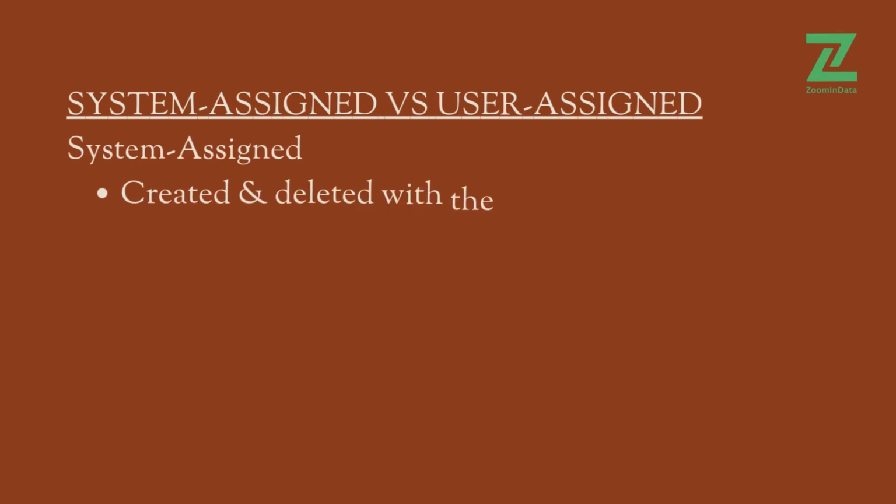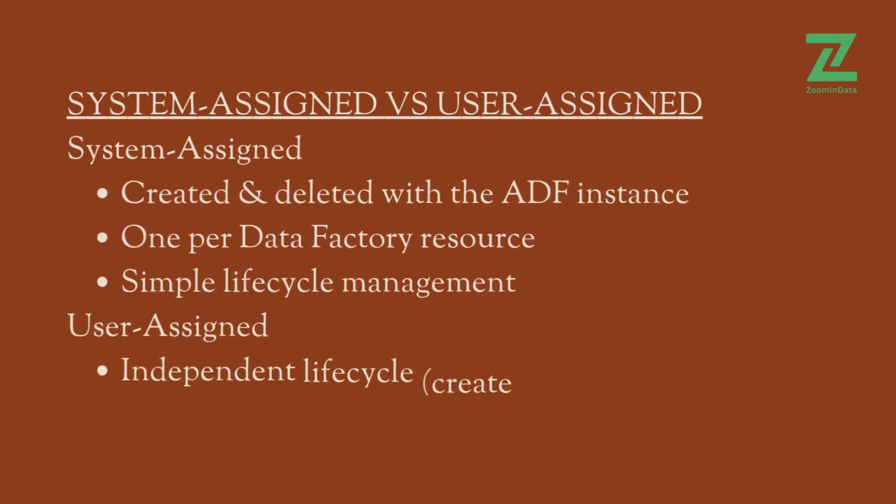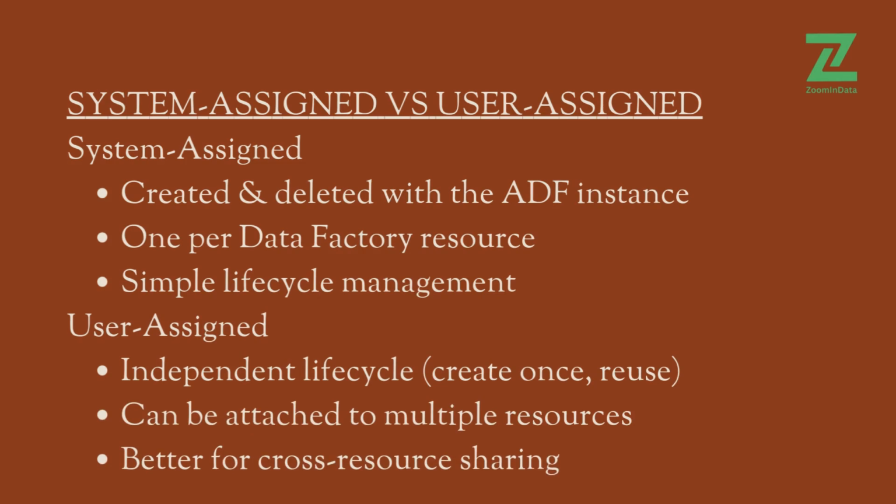There are two types. A system-assigned managed identity is tightly coupled to the Data Factory lifecycle. It is automatically created and removed with the resource. A user-assigned identity exists independently and can be reused across multiple services, providing greater flexibility.